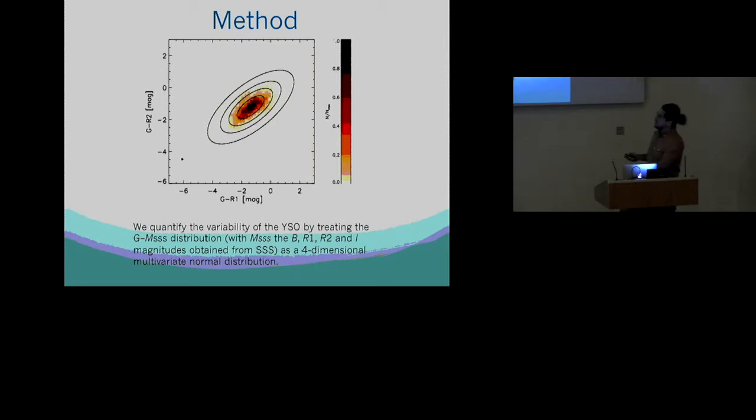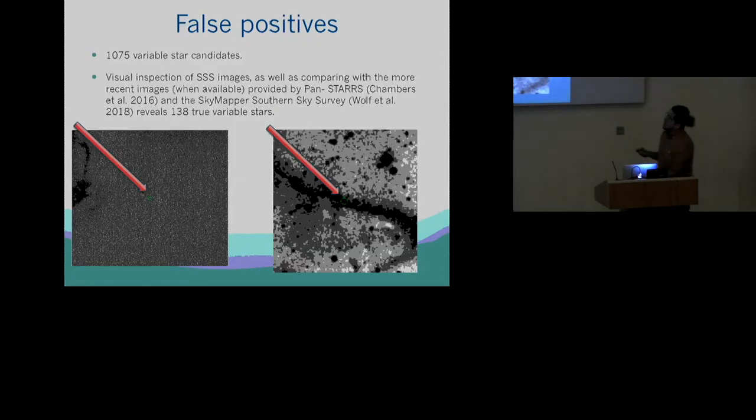Okay, so we quantify the variability by treating this G minus magnitude from SuperCOSMOS as a 4-dimensional multivariate normal distribution. We ended up with a lot of candidates, not because of Gaia. Gaia is a beautiful data set, but because, of course, SuperCOSMOS has some problems. For example, here the catalog shows this object as not detected in R band and then really bright in Gaia, so we thought it was a high amplitude object, but however, it's a problem with the photographic plates.